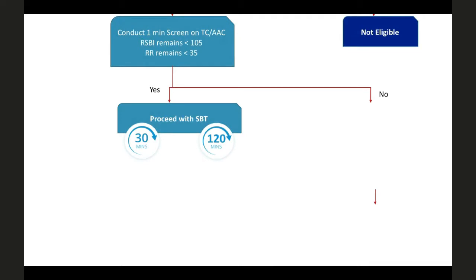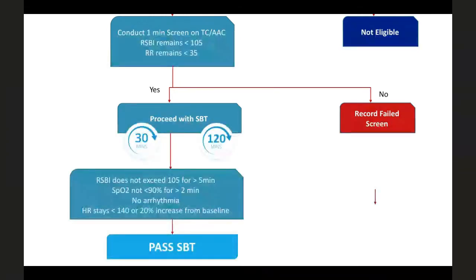If it is a short period of ventilation, 30 minutes of SBT should suffice. If it is a longer period, you need a longer trial period to see whether, even off the ventilator support, the patient will maintain oxygenation, ventilation, and airway protection. Okay, so if that is cleared, that means RSBI does not exceed 105 for 5 minutes, saturation is not dropping below 90% for more than 2 minutes, and there is no arrhythmia. Heart rate stays less than 140 or a 20% increase from baseline. You can declare SBT passed.